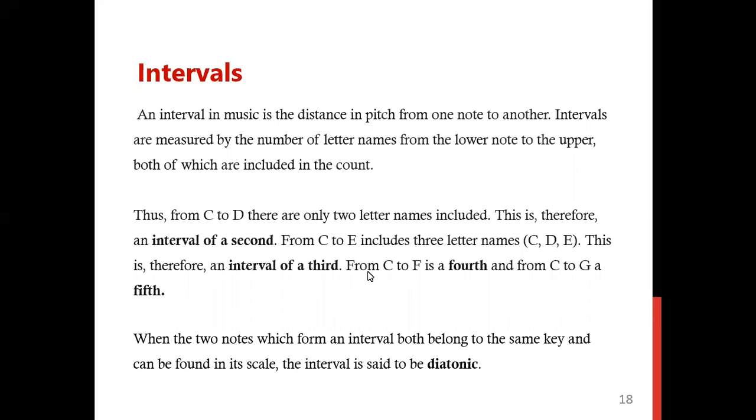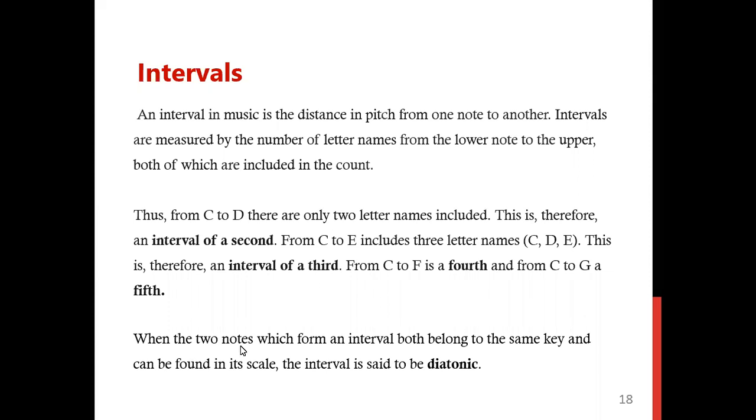Okay. If you move from C to F, we have jumped D and E. So that is a fourth, right? So from C to F is an interval of a fourth. And from C to G is a fifth. So that's the way it goes, all right?